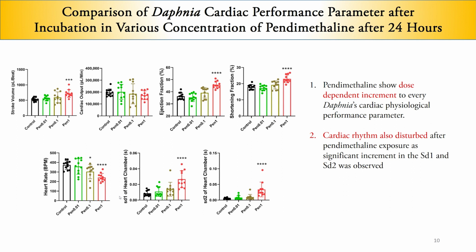And next, this is the comparison for pendimethalin. As we can see here, pendimethalin at even 1 ppm can significantly increase the stroke volume, ejection fraction, and shortening fraction. And it is also followed by some decrease in heart rate, and it also alters the rhythm of the heart, shown by significantly high SD1 and SD2 values. However, again, in this case we didn't see a significant alteration in cardiac output because even though the stroke volume is bigger, the heart rate is lower, so it somewhat compensates.